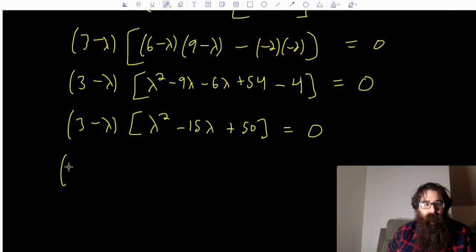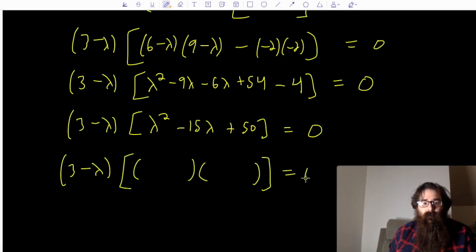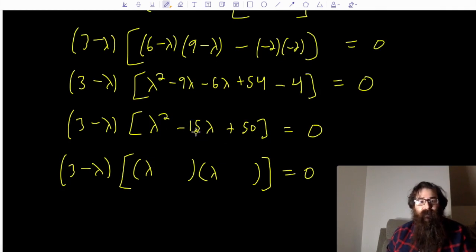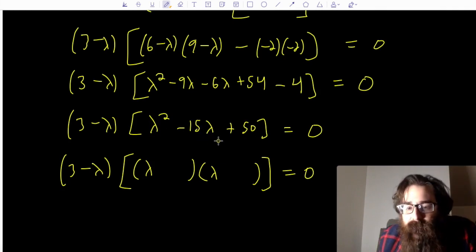So I have 3 minus lambda already. I can see one of my eigenvalues, in fact. But then here, I want to try to factor this part. So I'll say, okay, lambda and lambda, two numbers that multiply to a positive 50 and add to a negative 15.